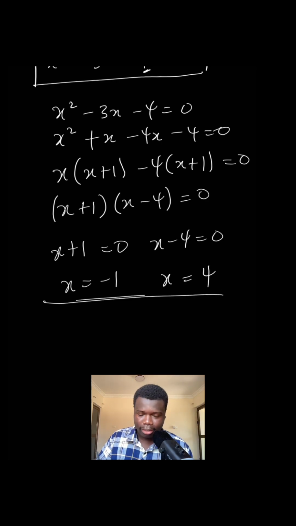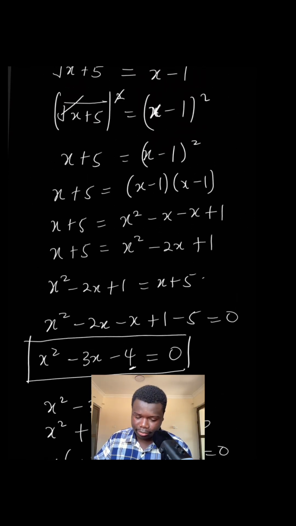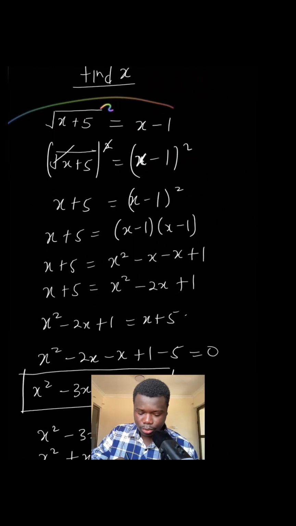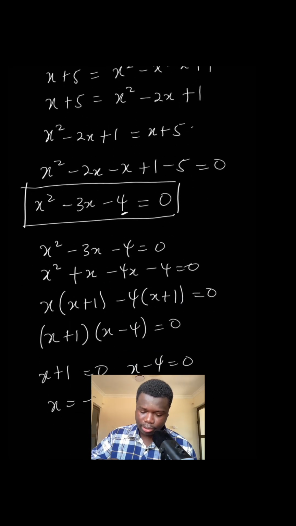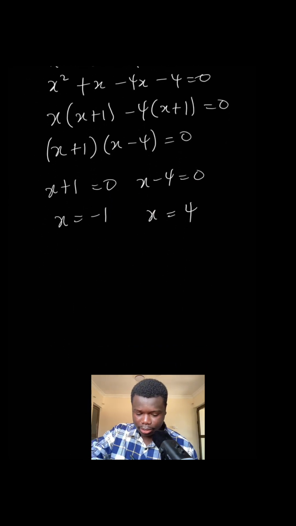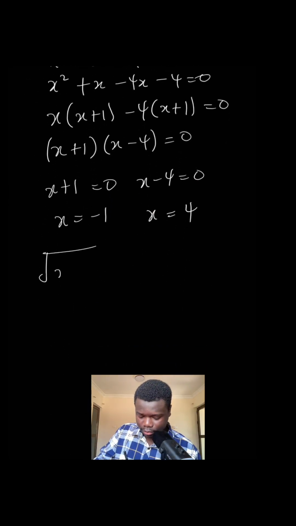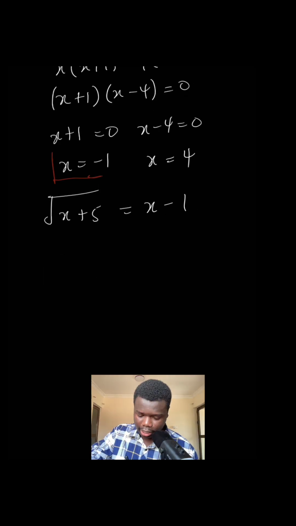But we can't stop here, because there is a reason for that, and I'm going to show you. When you get back to the question, we are dealing with a square root in the question. So we have to verify, because not all the values work. So verify. Let me write the question here so that we can verify. The question is square root of x plus 5 equal to x minus 1. So these are two answers.